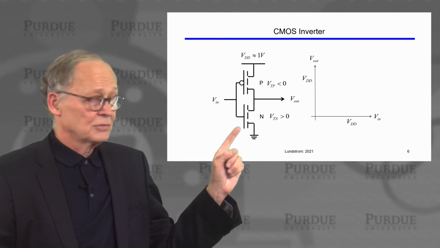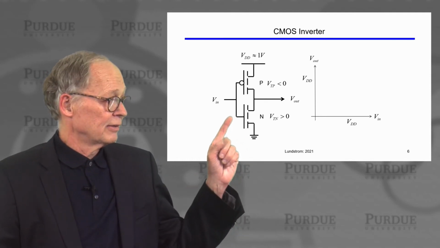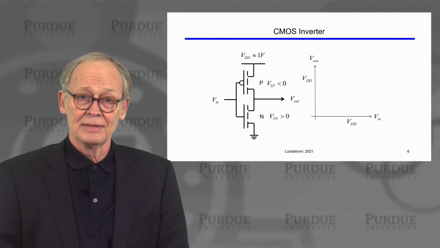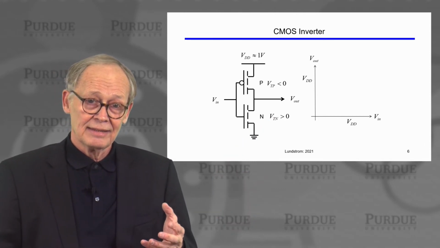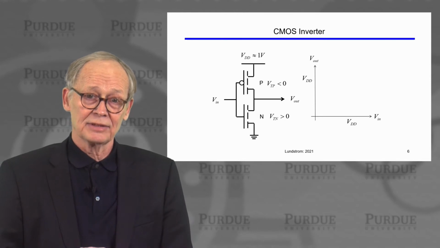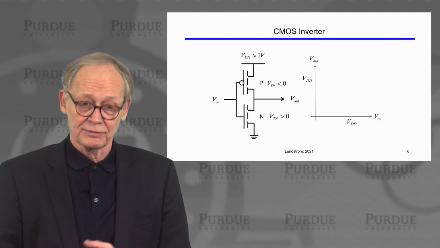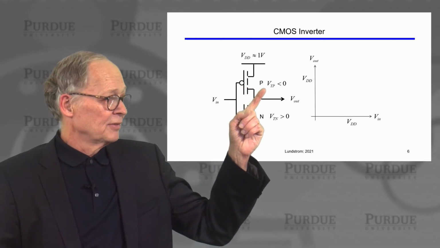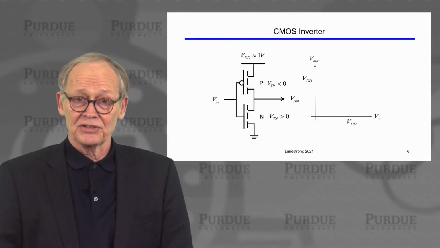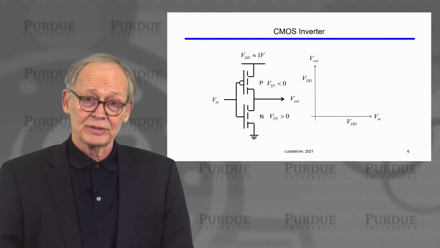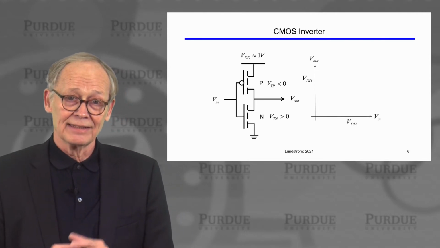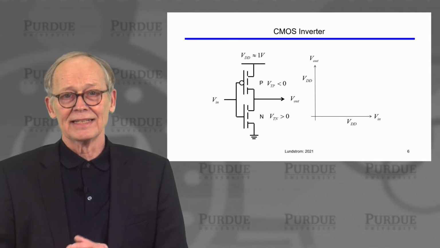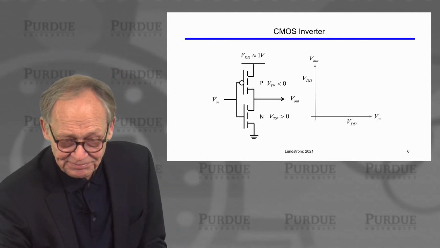There are two transistors here. There is an N-channel transistor, for which the threshold voltage is positive. We need to have a gate to source voltage more positive than the threshold voltage for current to flow. And there is a PMOS transistor, for which the threshold voltage is negative. The gate to source voltage needs to be more negative than the negative threshold voltage in order for significant current to flow in the PMOS transistor.